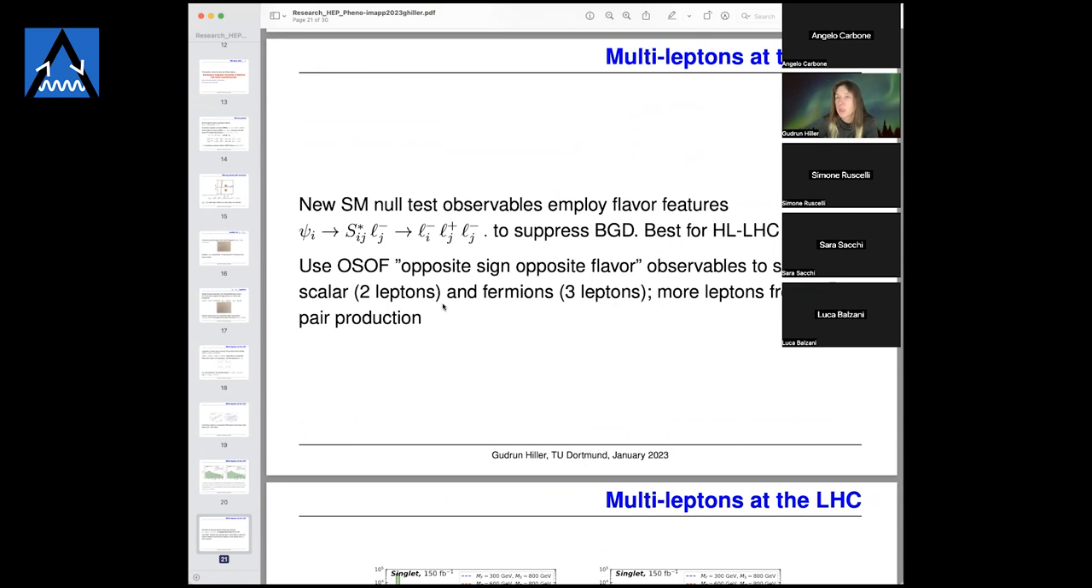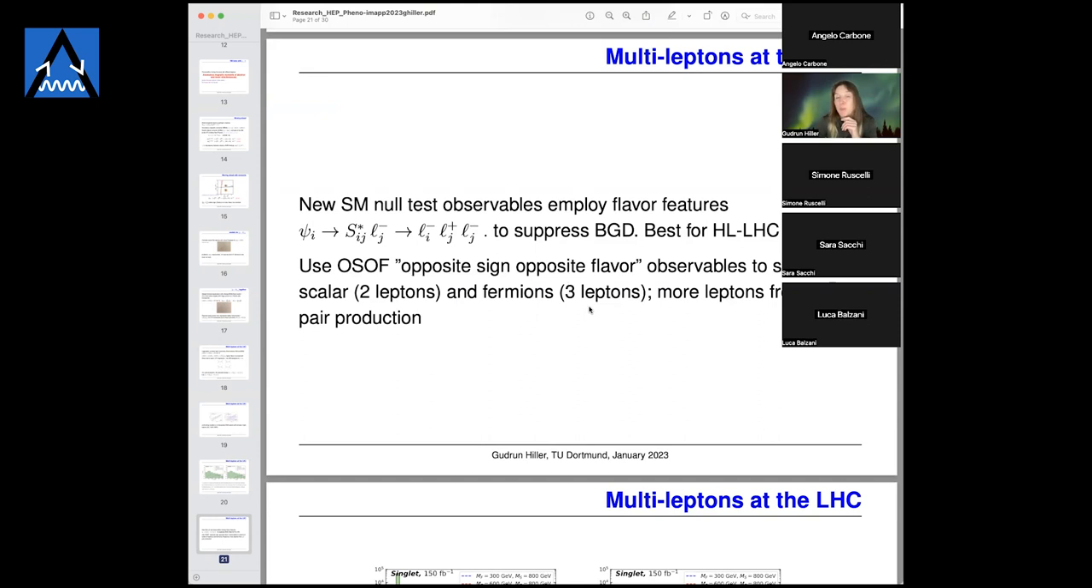First, the standard model doesn't have lepton flavor violation. The standard model conserves lepton flavor. When you tune an observable such that it is only sensitive to lepton flavor violation, it's very good, and you are highlighting your signal. So you look for opposite sign, opposite flavor observables that look quasi-lepton flavor violating. So they have electrons and muons and so on. Okay. And you look for bumps in two leptons, then you have a scalar, or you look for bumps in three leptons, then you have the fermion.